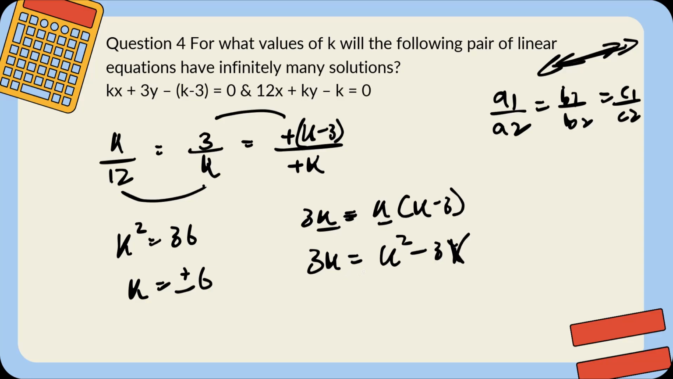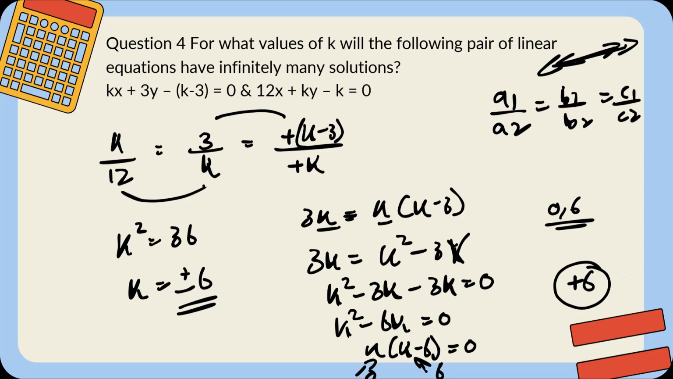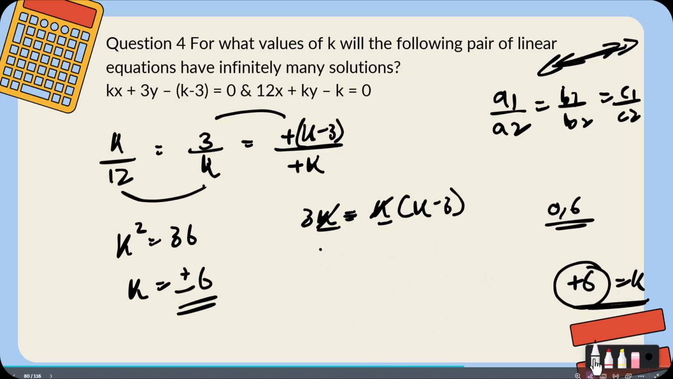Now what happens? We can rearrange them, right? So I can write k square minus 3k minus 3k is equal to 0, so it becomes k square minus 6k is equal to 0, or I can group it, and I'll get k into k minus 6 is equal to 0. So this will happen only when k is equal to 6 or when k is equal to 0. So 0 and 6 are the possible answers, correct? So plus 6 is the common answer in both.